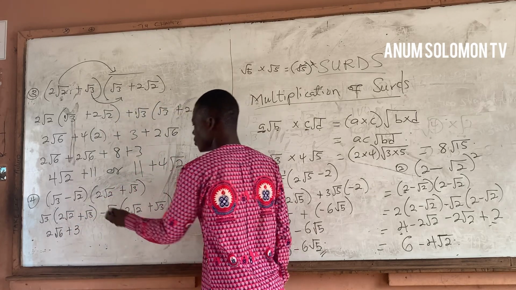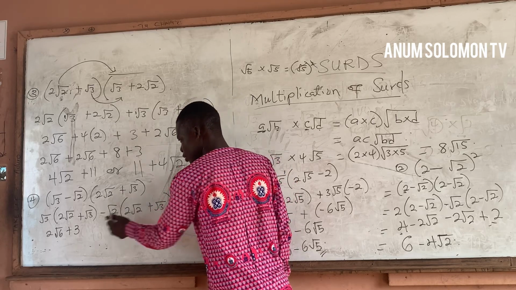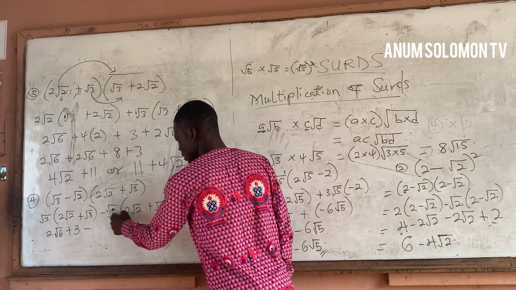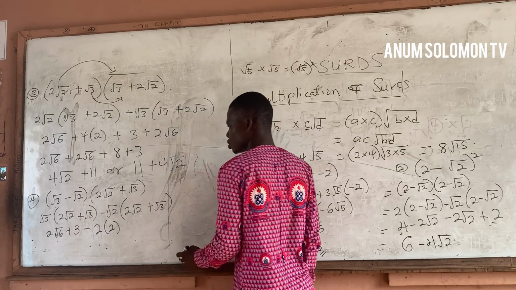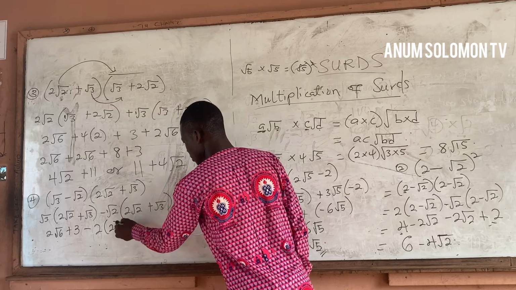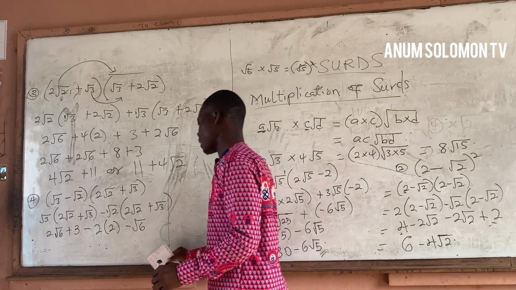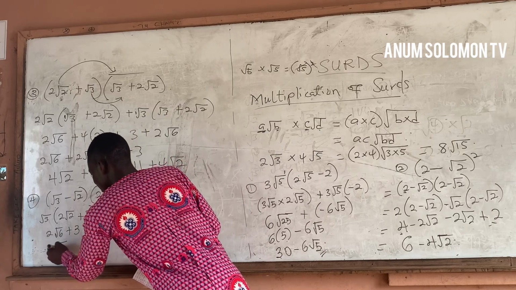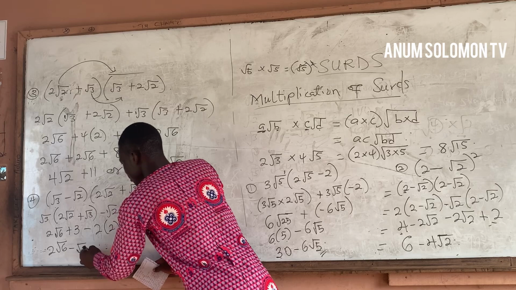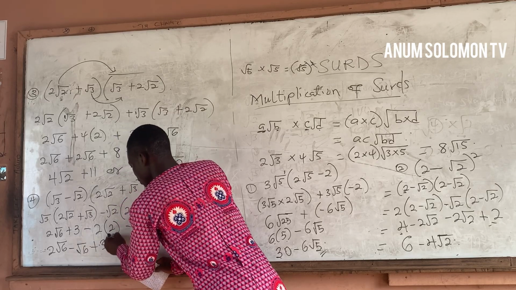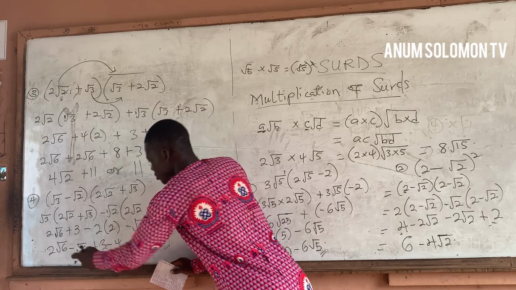3. Minus root 2 times 2 root 2, they have the same form. We have here 1, so 1 times 2 is what? 2. Root 2 by root 2 is what? 2. Minus root 2 by root 3 is minus root of what? 6. So on this note, we are going to get 2 root of 6 minus root 6 plus 3 minus 4.